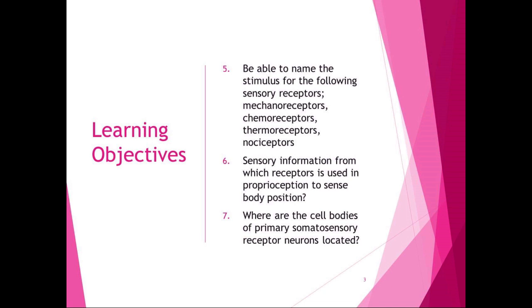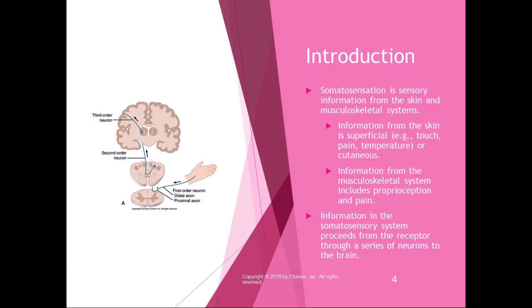So sensory information from which receptors is used in proprioception to sense body position? And we'll talk about the different receptors, and you'll know the answer to that question. And where are the cell bodies of the primary somatosensory receptor neurons located? So the primary somatosensory receptor neurons are those pseudo-unipolar neurons where they have 2 axons and no true dendrites. So one of the axons has the receptor end and the other goes up to the central nervous system, and the cell body is in between those two, and we'll talk about its location.